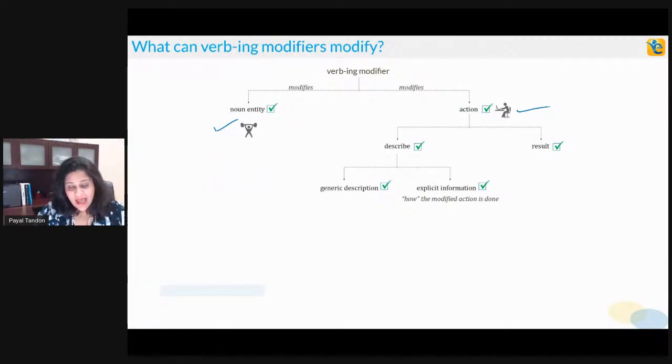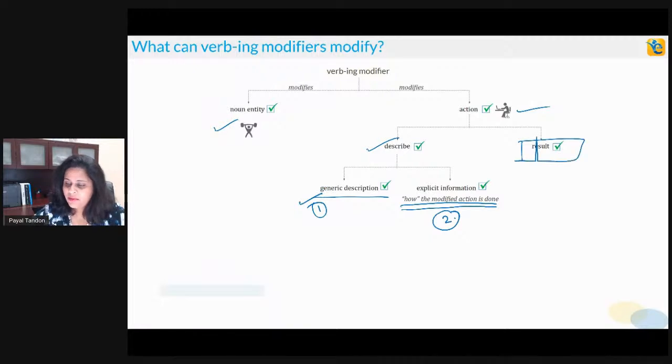When it comes to modifying actions, they can describe the actions by providing a generic description of the action, or by explicitly stating how that action is performed. So these two, the generic description and the how part, fall under the description of the action standpoint. And then the second way in which a verb-ing modifier can modify an action is by presenting a result. So the how part and the result part are very specific ways in which verb-ing modifiers work, and the generic description is really generic, as the word states.